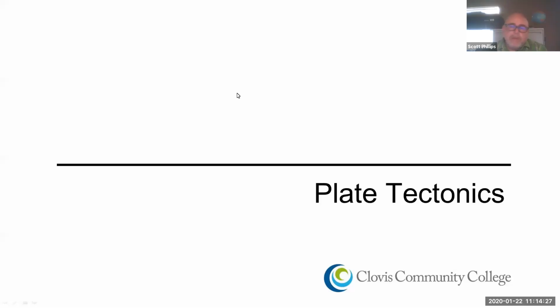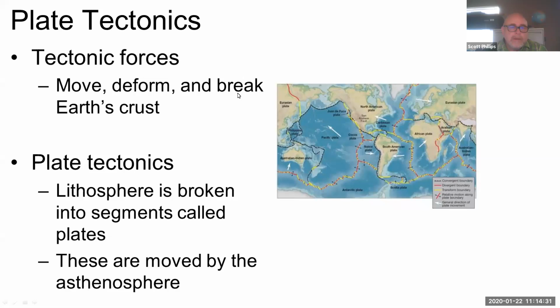Next, I want to talk about plate tectonics. So tectonic forces are forces that move, deform, and break the Earth's crust. Plate tectonics is about the Earth being broken into different segments called plates. These are moved around on top of the soft asthenosphere.